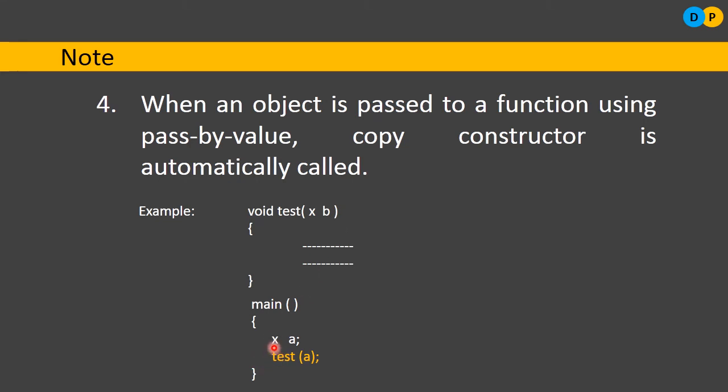Next, please notice here. Within the main function, X is a class. For the class X we have created one object. Now within the main function, we are calling the function test. For that function we are passing the object value. A is an object, and it is passed to the function. How are we passing it? By value. There is no reference, no address operator. So when an object is passed to a function using pass by value, the copy constructor is automatically called. That's the fourth situation.